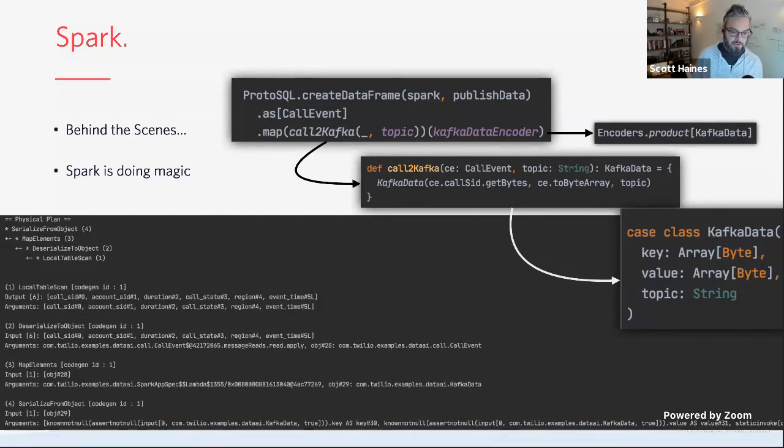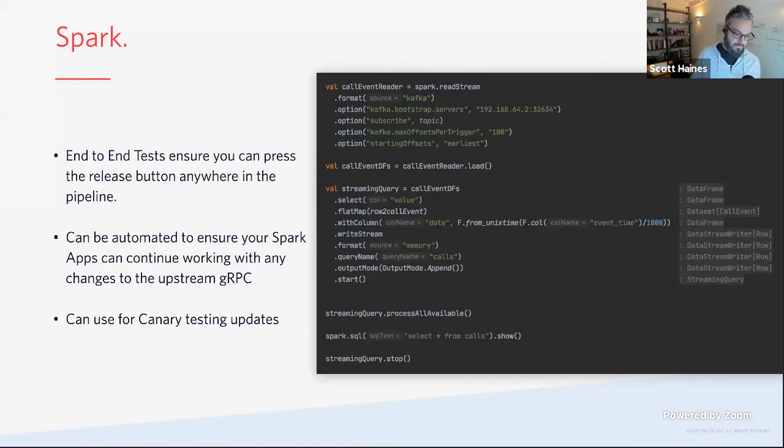Here is an example going from a proto-SQL data frame, creating a conversion to our Kafka data row, and then using Encoders.product to create a Scala case class encoding of our Kafka data, which allows us to then write into our Kafka topic using just the internal Spark data source Kafka writer.